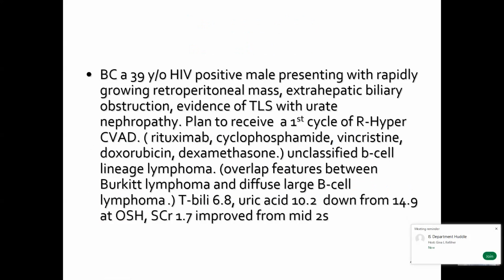A 39-year-old HIV-positive male presenting with a rapidly growing retroperitoneal mass, extrahepatic biliary obstruction, and evidence of tumor lysis with uremic nephropathy, planning to receive a first cycle of hyper-CVAD. Drugs are listed there. He has an unclassified B-cell lineage lymphoma, and he comes from an outside institution. Bilirubin 6, uric acid 10.2, down from 14.9, and his creatinine has improved. It's still elevated at 1.7 from the mid-2s at the previous institution.